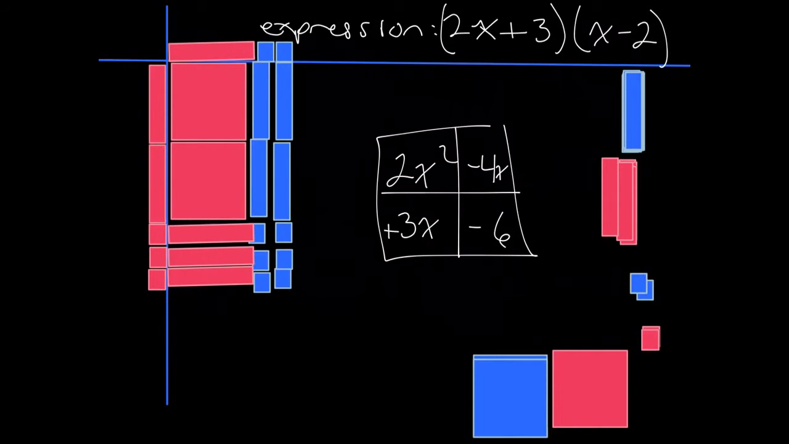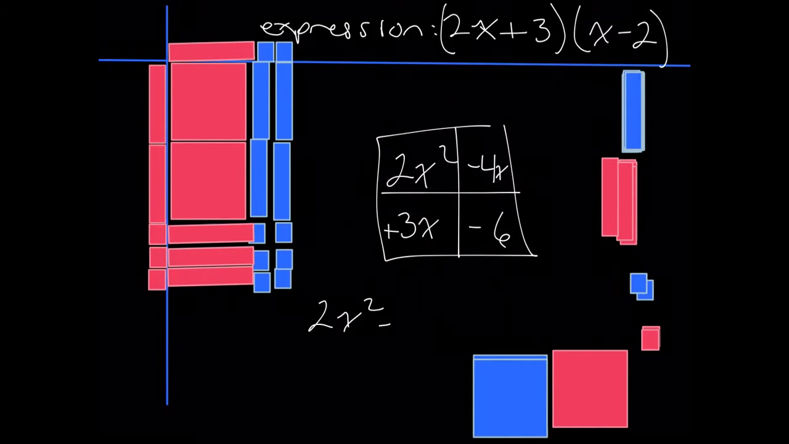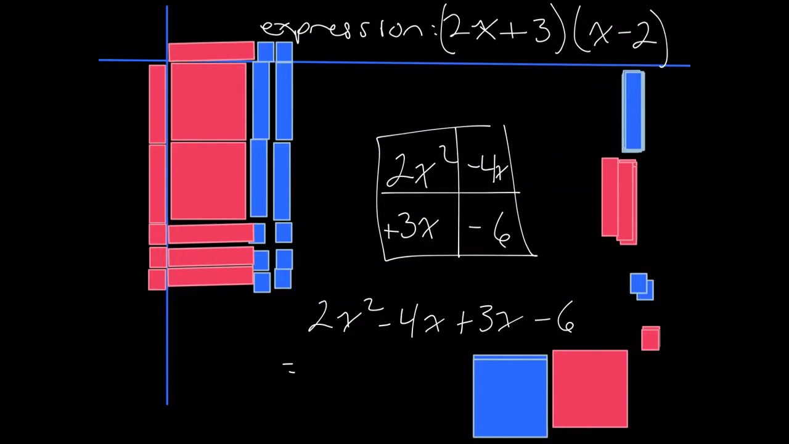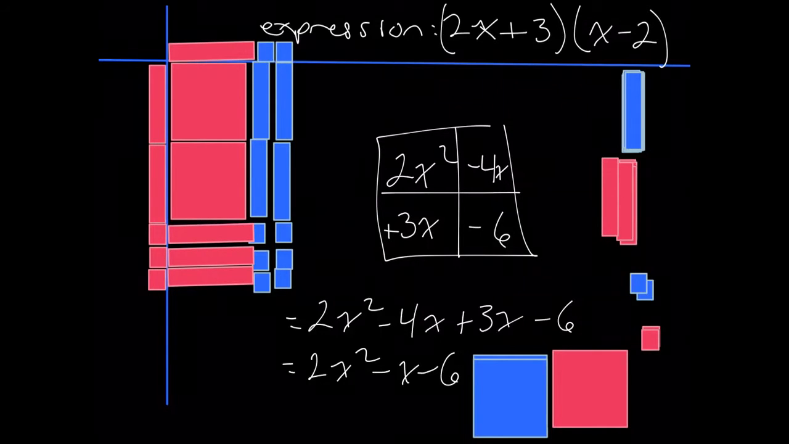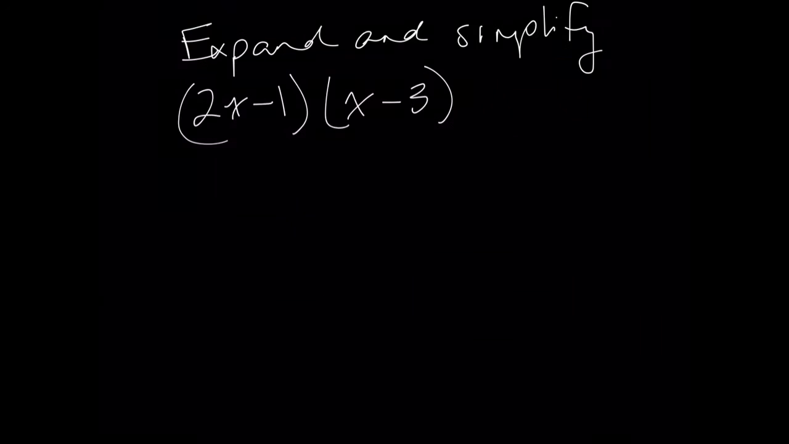We can now write it out as 2x squared minus 4x plus 3x minus 6, which equals 2x squared minus x minus 6. And you get the exact same answer.